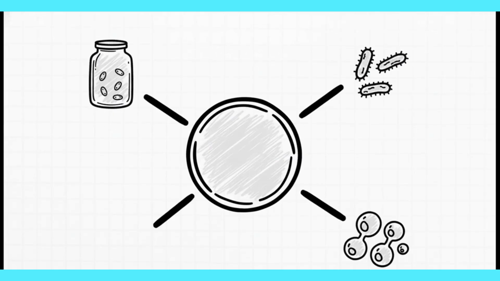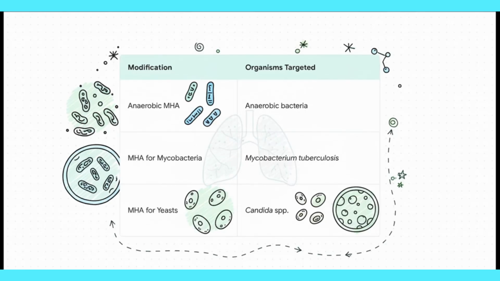And the versatility is just incredible. I mean, the MHA platform can be pushed even further to handle a huge range of microbes that go way beyond your typical aerobic bacteria. By adding just the right nutrients and growth factors, you can create special versions for testing anaerobic bacteria or for really slow-growing and dangerous pathogens like Mycobacterium tuberculosis, and even for testing the susceptibility of yeasts like Candida. It's a truly flexible, powerful system.